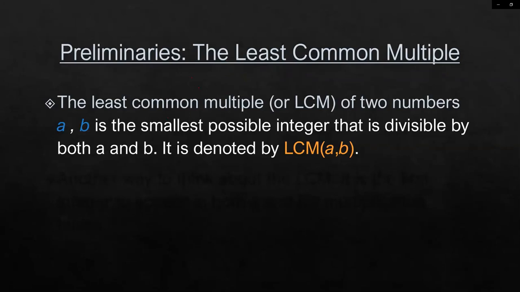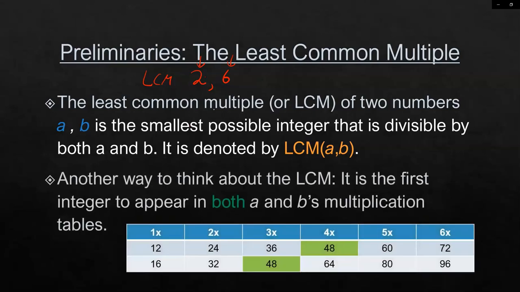The idea of the least common multiple is the first number that both 2 and 6 are able to divide. Okay, that's what we're trying to find here. That is what the least common multiple is. It is the first integer that is divisible both by 2 and by 6. Okay, so we actually saw some examples last time about that. Let me make a quick review.